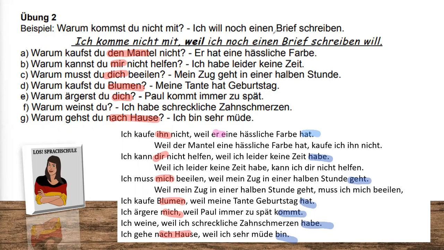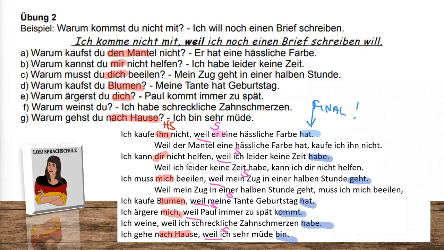So we have our main sentence in the beginning, our Hauptsatz. And then we have, of course, weil, always after the comma. And then we have the subject: er, der Mantel, ich, mein Zug, meine Tante, Paul, ich. Those are the subjects on position 2 after the weil. And as we can see, of course, the verb is always at the end, final position.